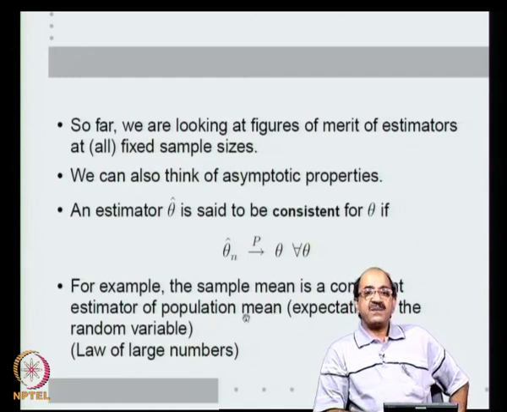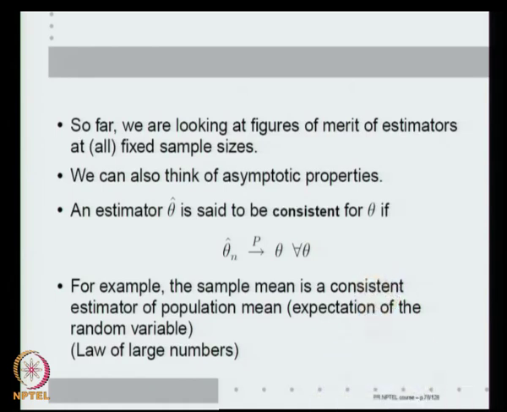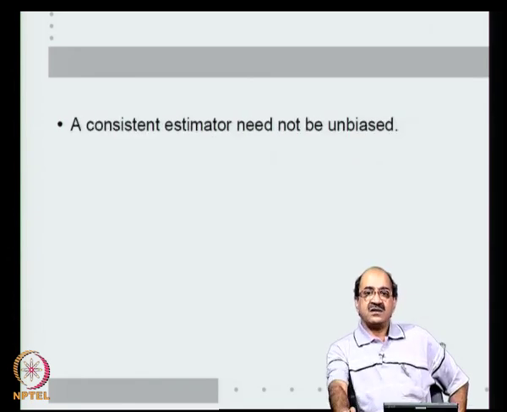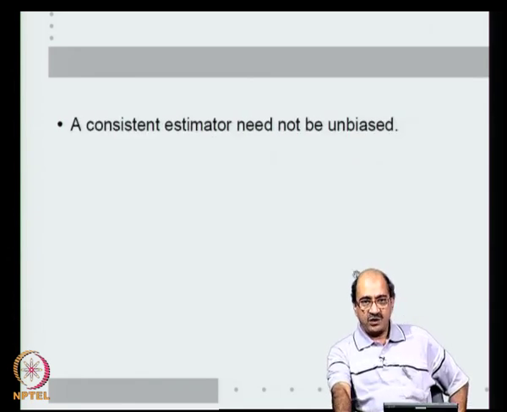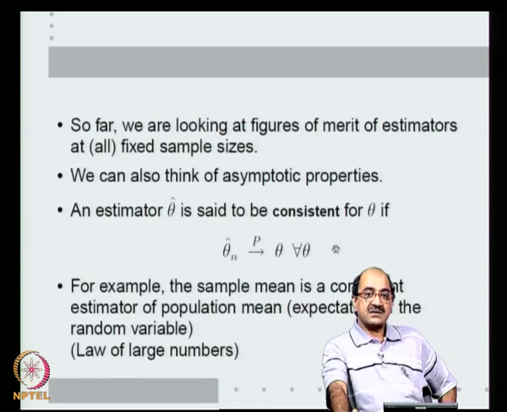We know the sample mean estimator is 1 by n summation xi. Now, by the law of large numbers, the sample mean converges to the population mean in probability, the weak law of large numbers. So, the sample mean estimator, in addition to being unbiased, in addition to being minimum variance, is also a consistent estimator. Okay. Our interest in consistent estimators comes from the fact, okay, before we go there, a consistent estimator does not have to be unbiased.